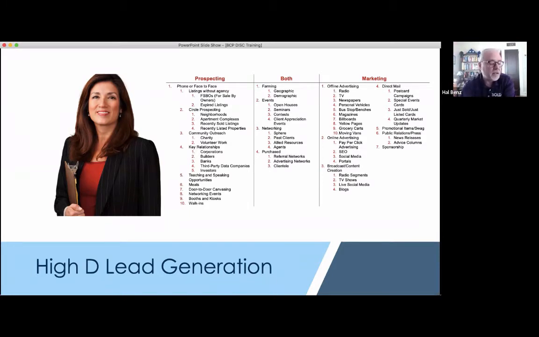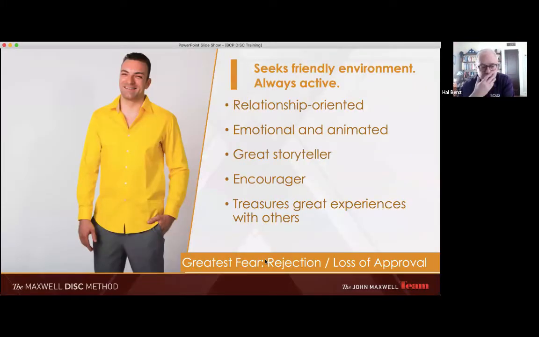Right. Let's look at the high I's. They seek friendly environments. They're always active. They're very relationship oriented. They're emotional. They're animated. They are great storytellers. They're very encouraging. They're very motivating. They treasure relationships and experiences probably more than anything else. You know what the biggest fear is of a high I? It's the fear of rejection.